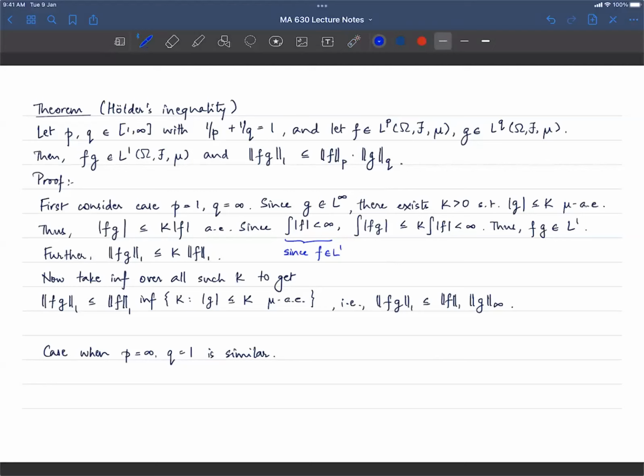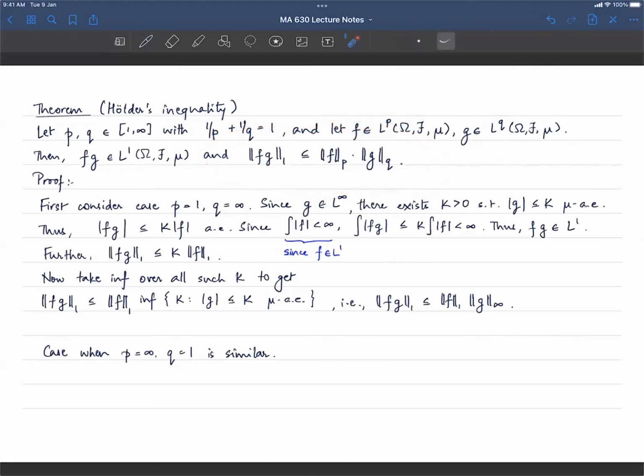Okay, so what I get is that the integral of the absolute value of Fg is less than or equal to K times the integral of the absolute value of F, which is finite. In other words, Fg belongs to L1. So that proves the first part. Now we also have to show this relation among the norms.